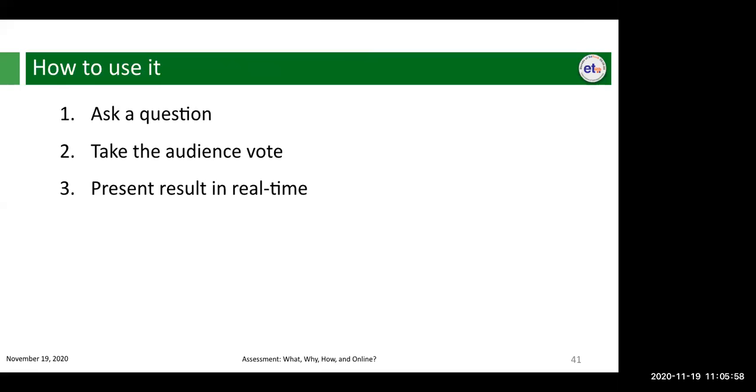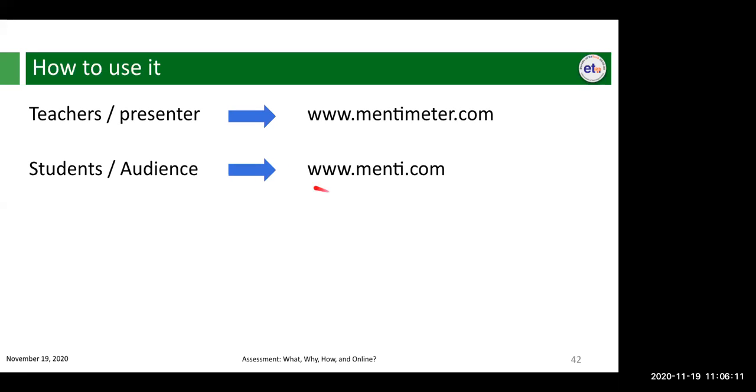So how to use it? Simply ask a question, take the audience vote or poll depending on the purpose, and then present results in real time, the way I just did it. There are two ways to use Mentimeter: if you're a teacher or a presenter, or if you're a student in the audience. If you're a teacher, you need to go to mentimeter.com. If you're a student, you need to go to menti.com. I'll show a few examples of this in the upcoming part.